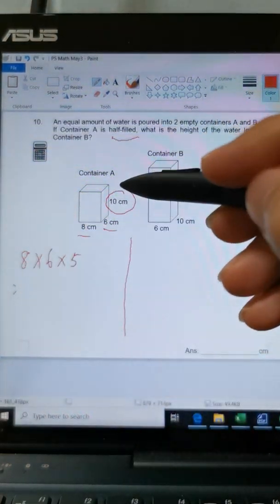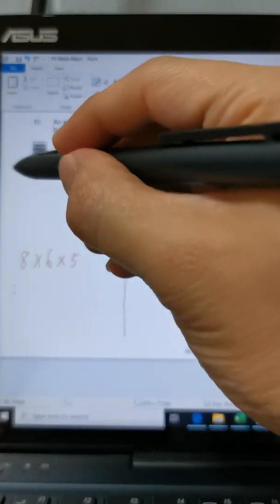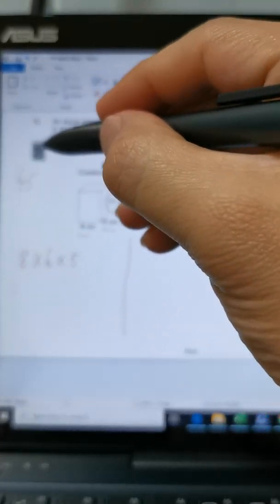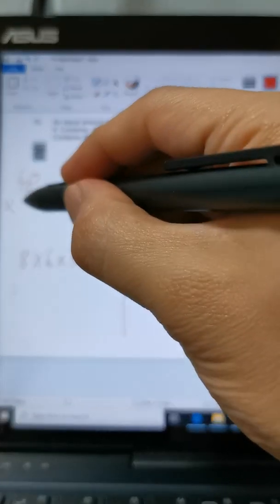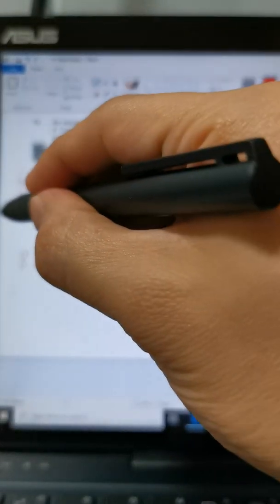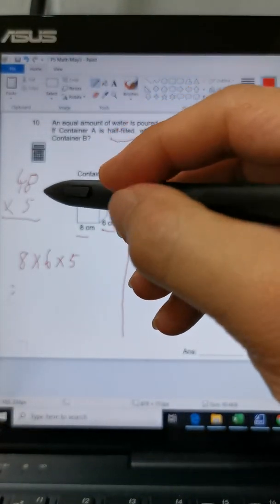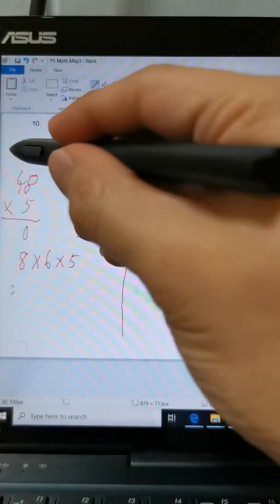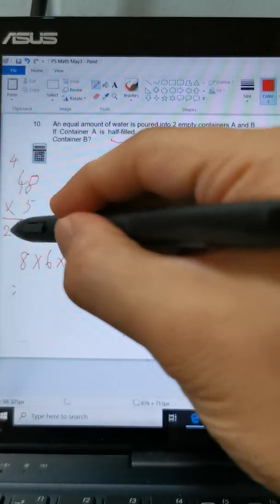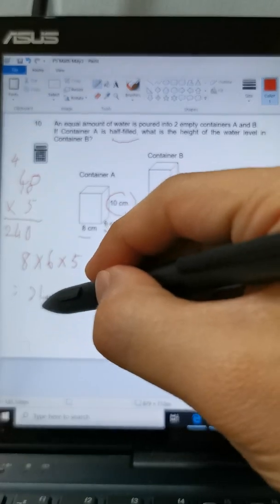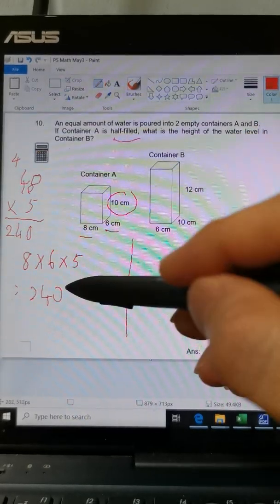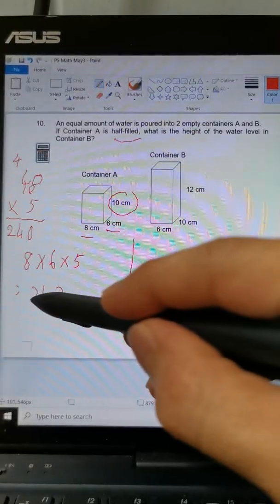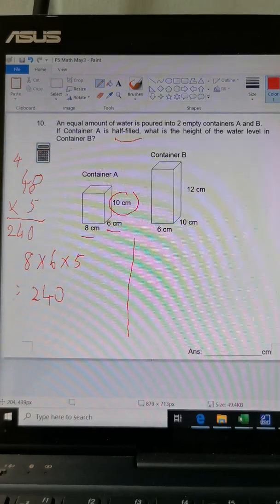So let's do a quick one for this one. 8 times 6, 48, times 5. Of course you can use a calculator, but I don't have a calculator with me right now, so you can do it on your own. 40, 24. So this is 240. So in container A, the water has a volume of 240 cubic centimeters.